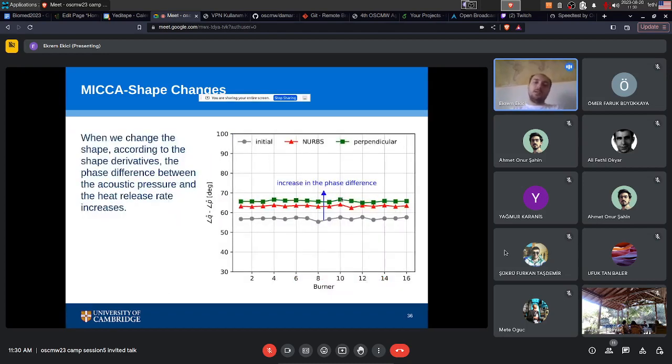And when I do these changes, the phase difference, which is controlling the combustion instability, increases. This is the initial data taken from the burner, the phase difference data from each burner. I have 16 sectors, and my phase difference is around 58 degrees, but when I do the shape changes, it goes up to 68. When I get 90 degrees, I'm going to get a fully stable system, but I didn't do that just for the sake of demonstration.